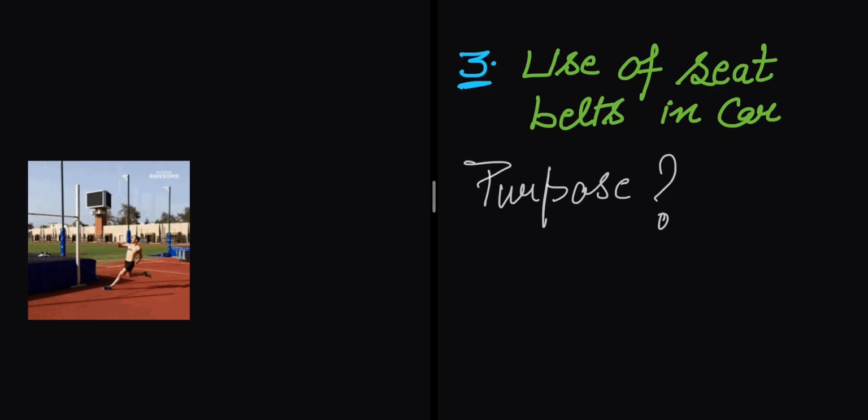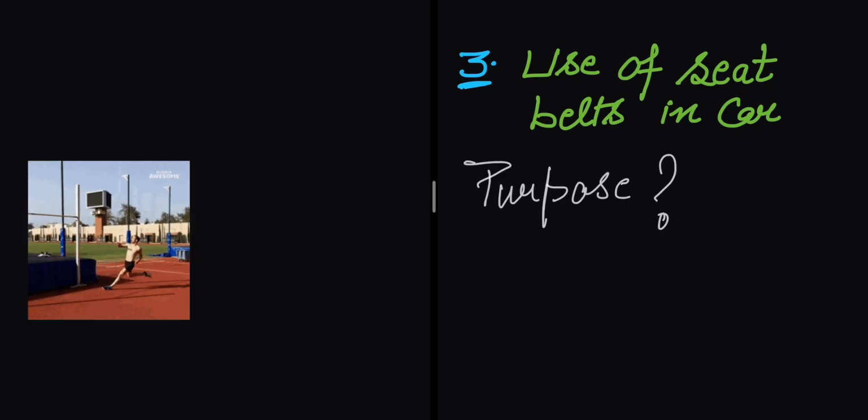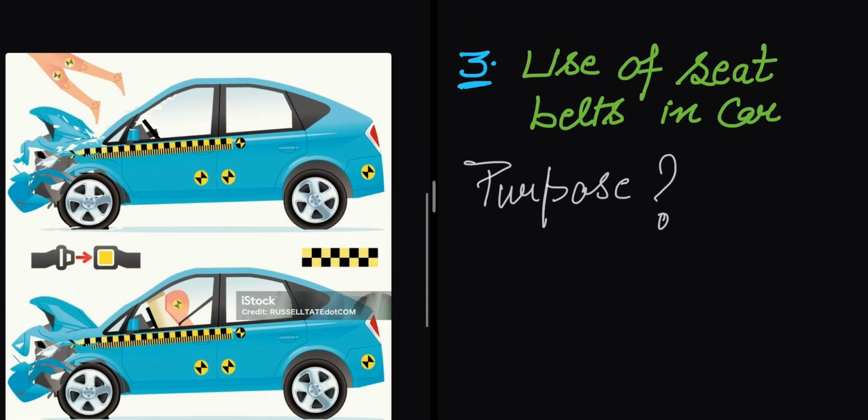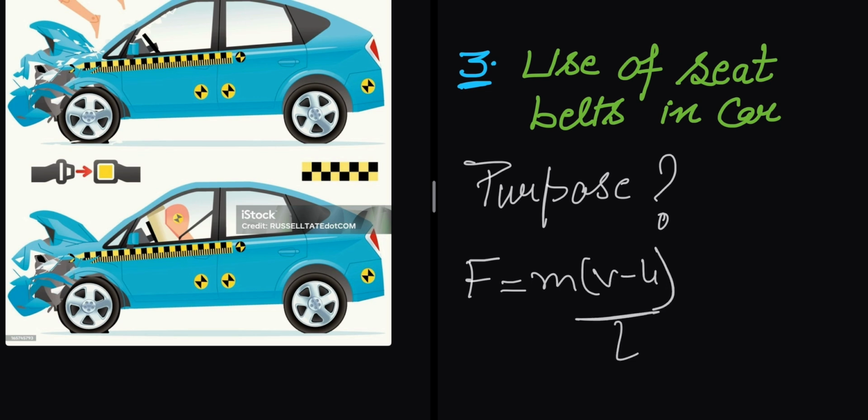Now these seat belts, all of us know that they will help to prevent injuries to the passengers in the case of accidents or in the case of sudden application of brakes. Now the question is how they protect us. Look here now, students. We know F is nothing but m(v minus u) upon t from Newton's second law of motion.